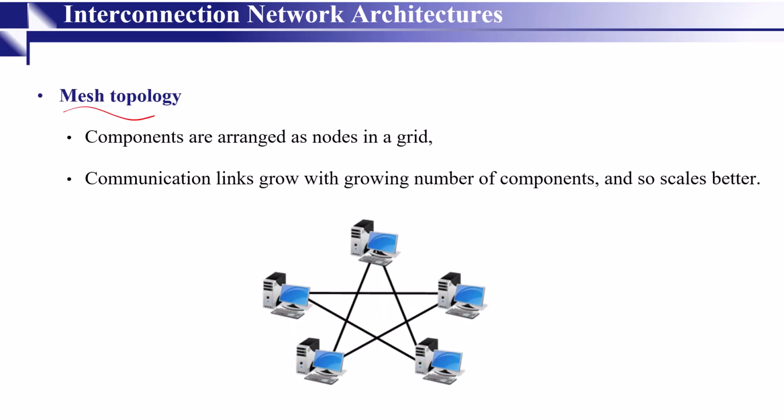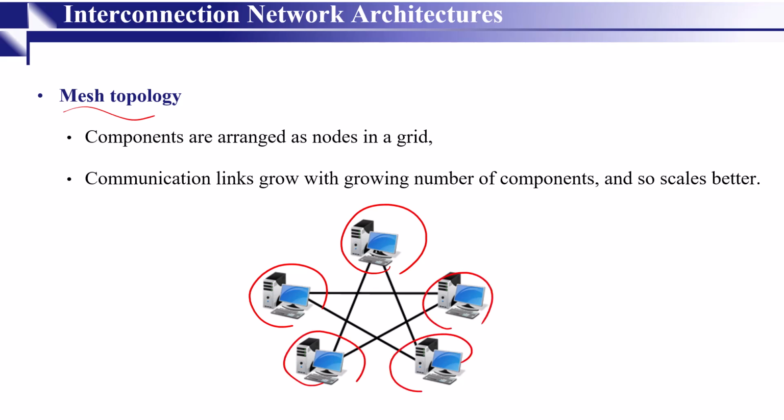Then we have mesh topology. Mesh topology arranges computers in a grid, like a city block layout. Each node connects to its neighbor, and as the system grows, so do the links, offering better scalability compared to the bus topology. Communication is more direct, reducing delays. Think of a data center with rows of servers. Mesh keeps data flowing smoothly as the grid expands. As you can see here, every system is connected to another one using a communication link.